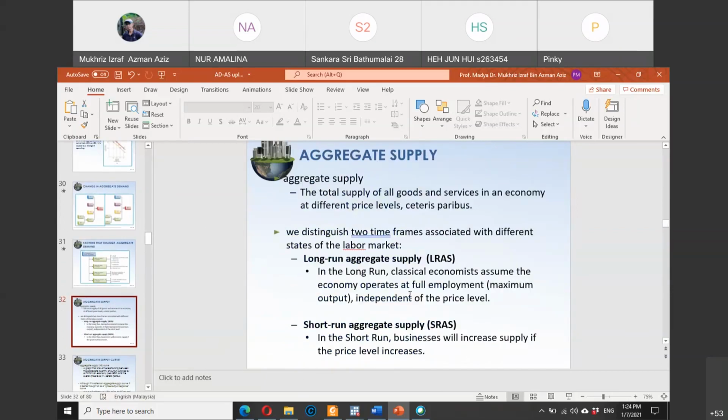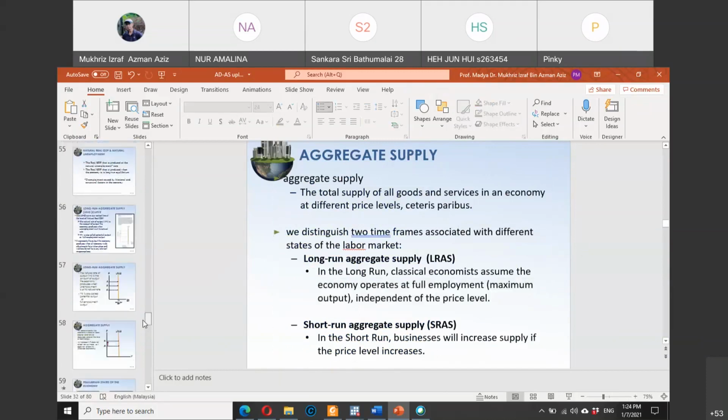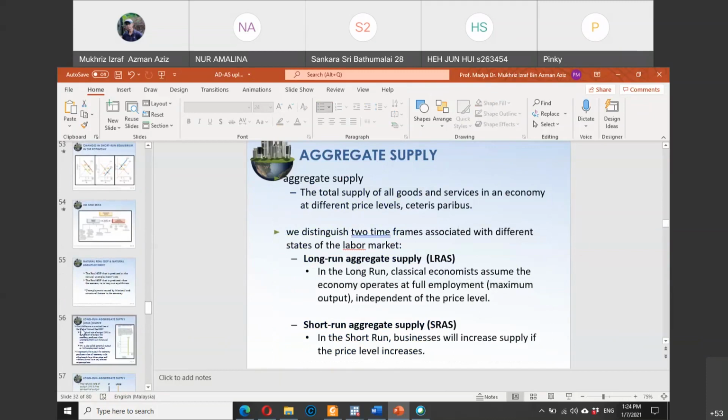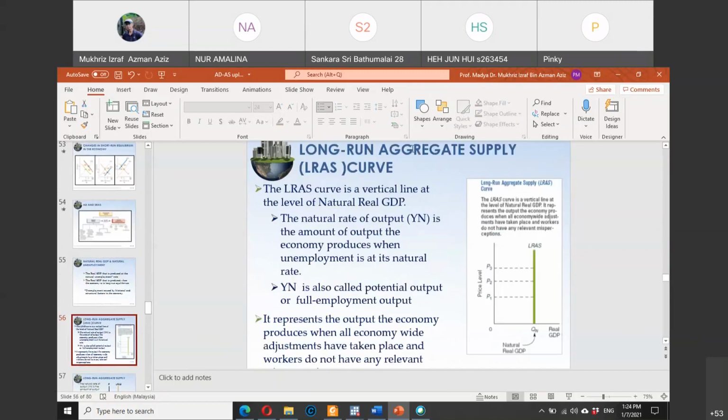Okay, so in this slide, the long run supply curve assumes that the economy operates at full employment or maximum output. If you compare this slide with the one here, the long run supply curve is a vertical line at that level. Whenever you draw a long run supply curve, this is what we call natural real GDP.